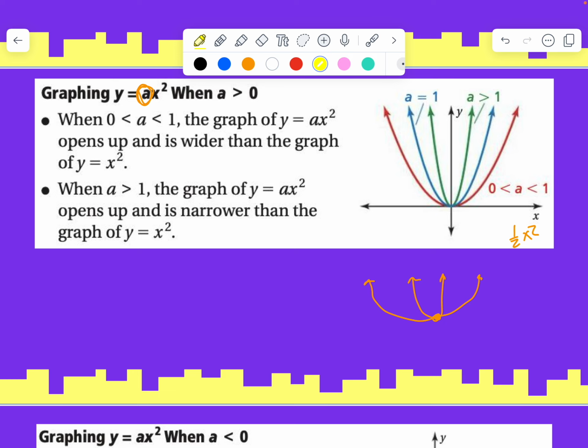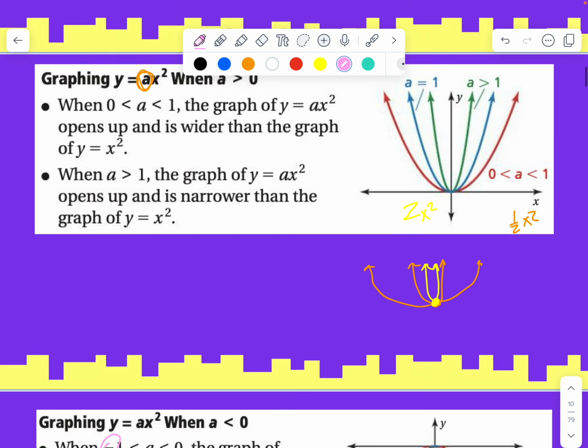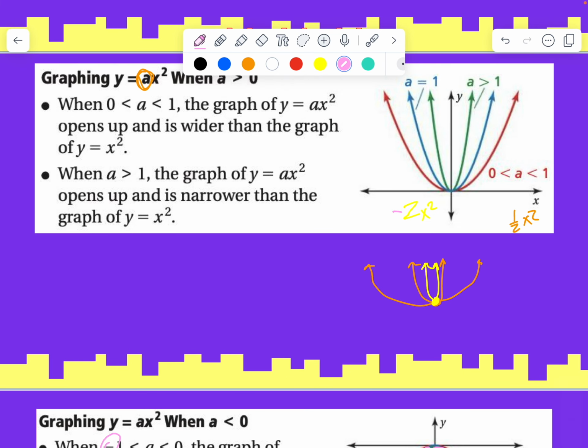But let's say I had a number like 2 in front. Well, that multiplying by 2 is going to make my graph grow quicker. So it would look more like that. Now, if we put a negative out in front, that flips our graph over as well. So let's say I had a negative 2. Well, now it's going to be skinny and it's going to be flipped over.